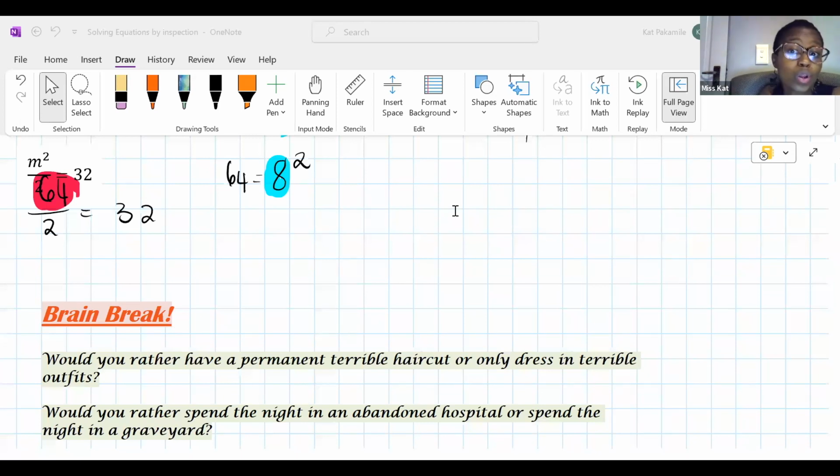I'd rather go to the graveyard. Same. People who say hospital, I do not understand you guys. Guys, I'd rather go to the graveyard. I'm so sorry. Guys, abandoned hospital, never. Do you know how big a hospital is? And there's no one there, and there's echoes, there's no electricity, it's just echoing, and you're not sure if it's your voice or what.